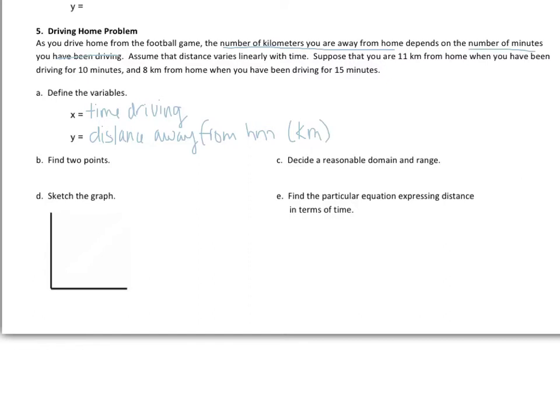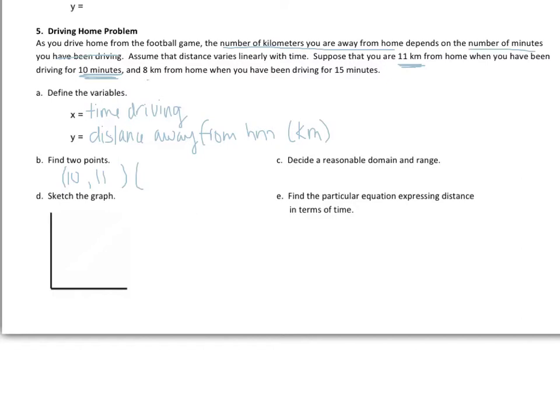Okay, so we need to find 2 points. Well, they give that to us. They say that when you're 11 kilometers from home, you've been driving for 10 minutes. So since we have the X value being the time that we've been driving, then our first ordered pair is going to be (10, 11).